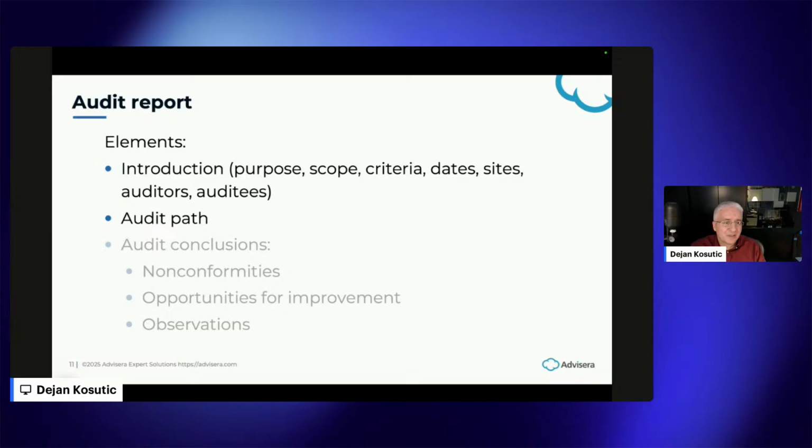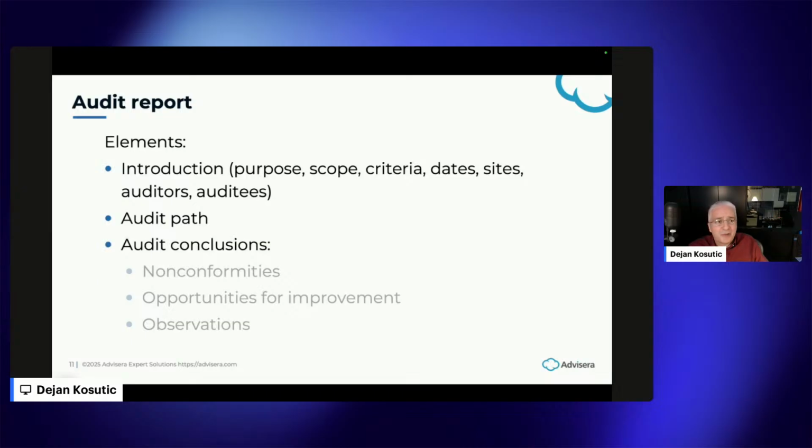Then the second element, this is not mandatory, but it might be done, the audit path. So basically, what was the sequence of things that you were checking? So you were checking, I don't know, first department number 1, then department number 4, then you came back to department number 1, and then moved on to department number 3. So if you want, you can write this kind of an audit path. For 27001, this is not mandatory. From what I know, for DORA, it's also not mandatory, but it might become mandatory in some of these specific regulations.